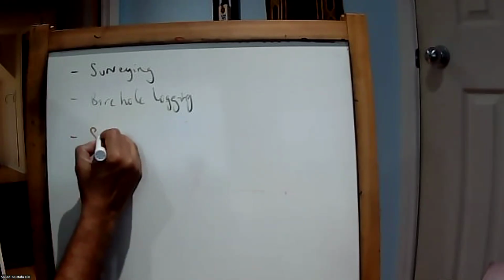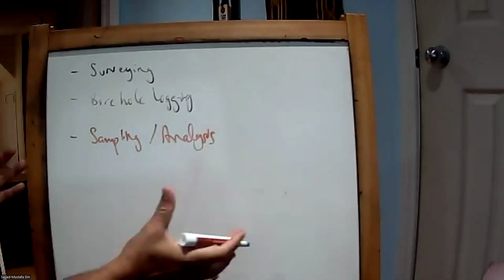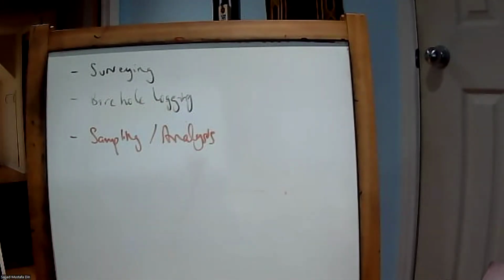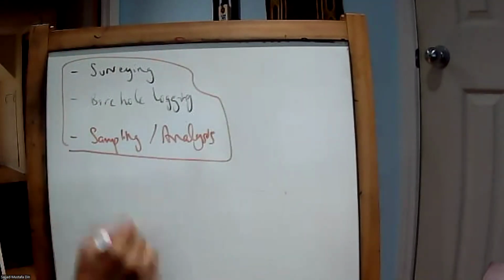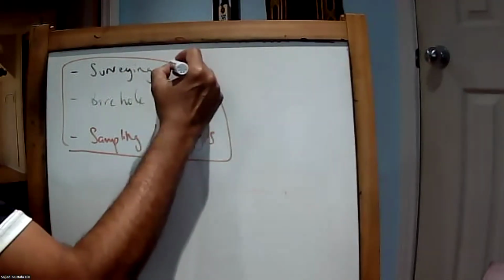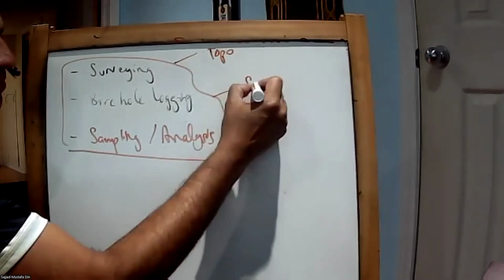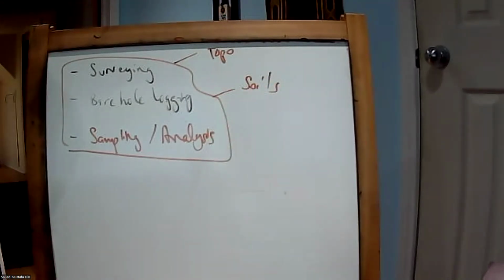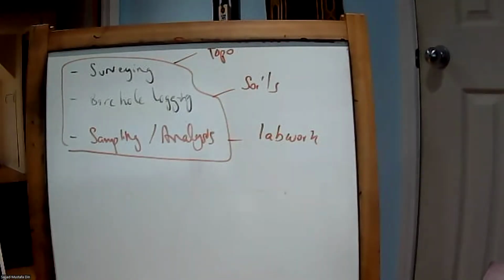What else? Your sampling needs to be very accurate. Sampling and analysis. Why? Because your entire infographic is depending on that information. I believe you've done this work already. Done the field. You've done this in topographic surveying. You've done this a little bit in the soils class. You're going to do more of it. This was in your lab work, sampling and analysis.